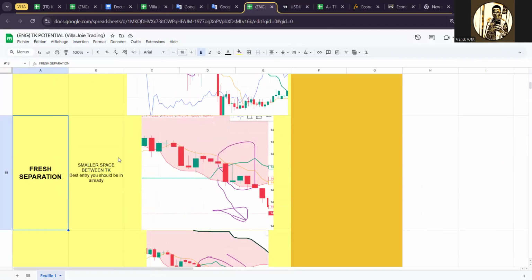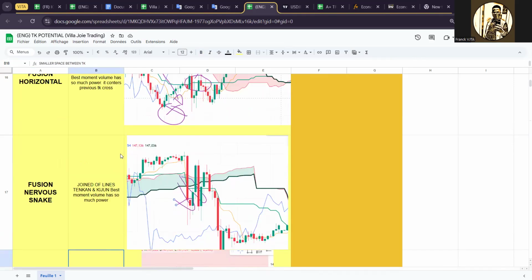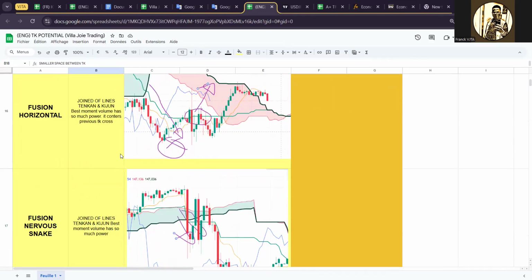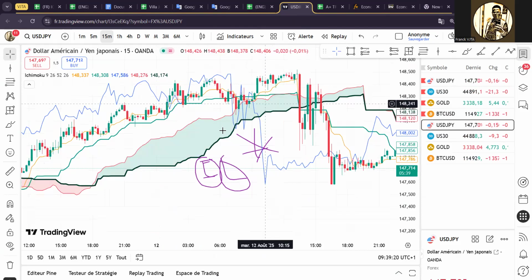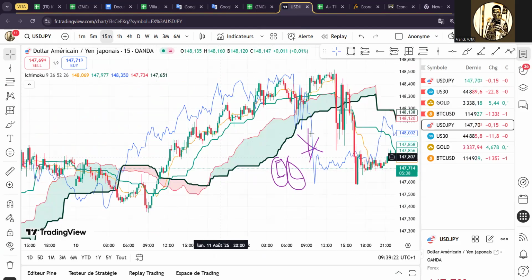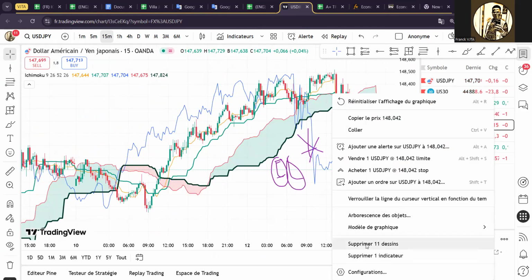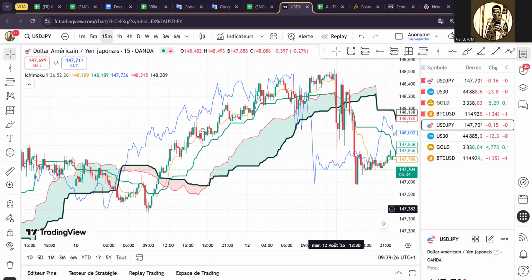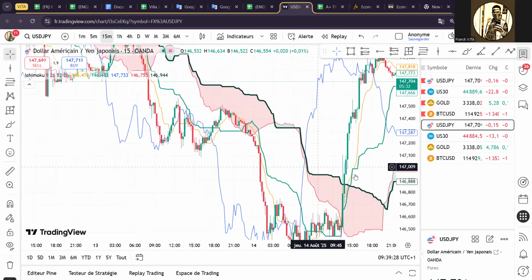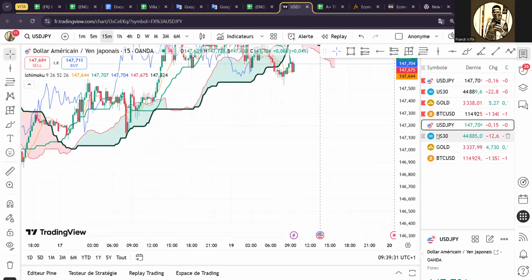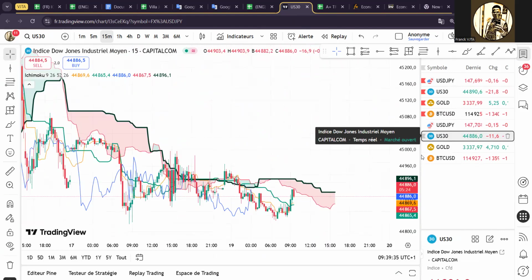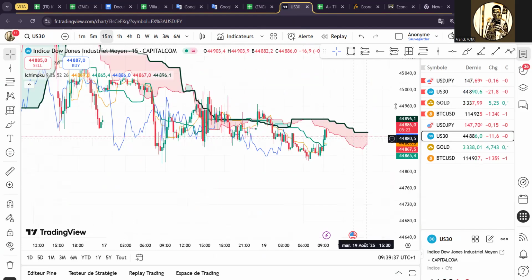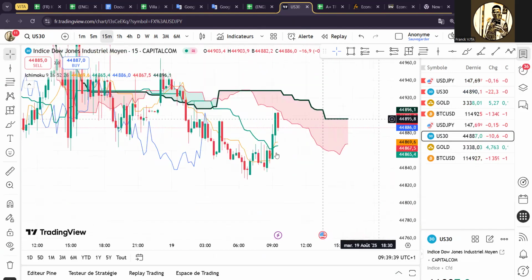Now the next phase after the fusion is the fresh separation. The fresh separation is just like this. Can I see it? I want to see it. Let me check the Dow Jones. Maybe on the Dow Jones. Okay. See this fresh separation? Do you see this fresh separation?